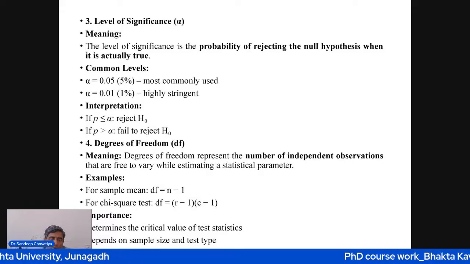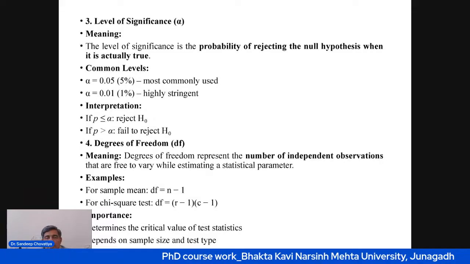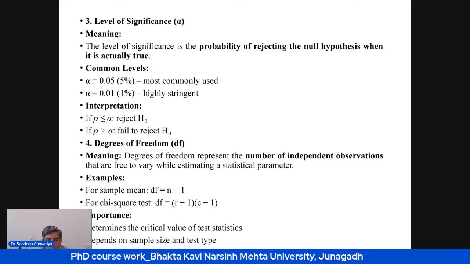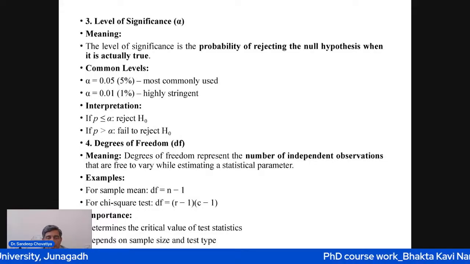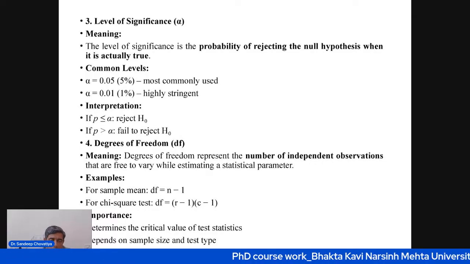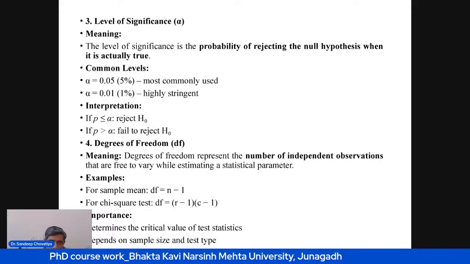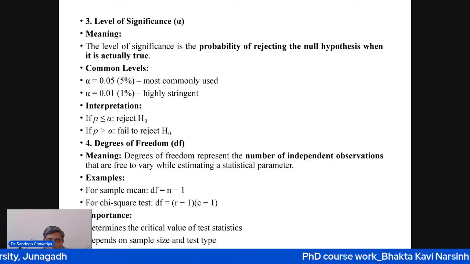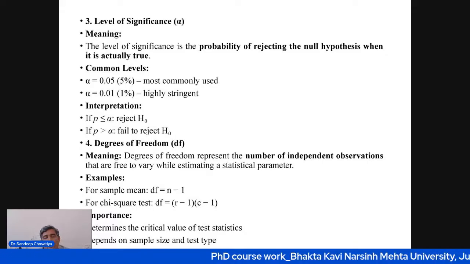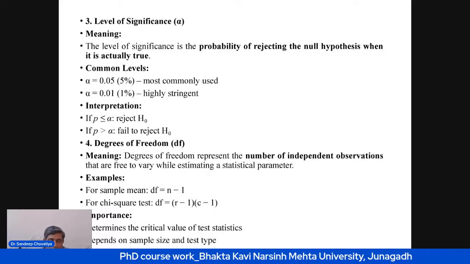After that, number 4, which is the degree of freedom. The degree of freedom represents the number of independent observations that are free to vary while estimating the statistical parameters. So here DF, degree of freedom, specifically for the sample mean, is n-1. For example, if we have a sample of 20, then the degree of freedom is 20 minus 1, which is 19.